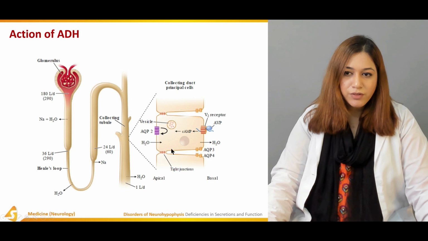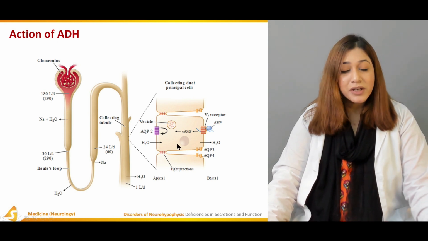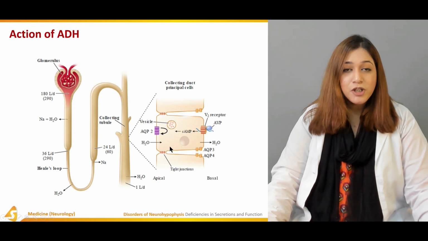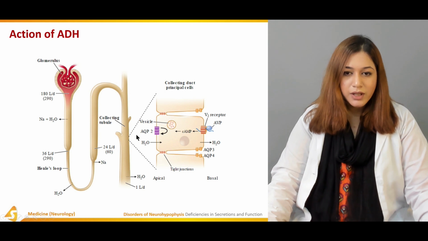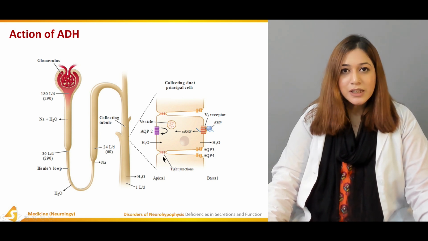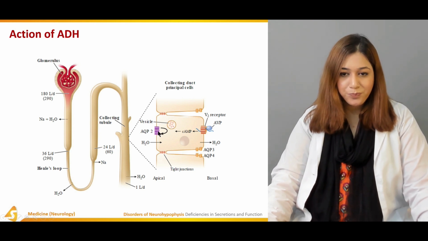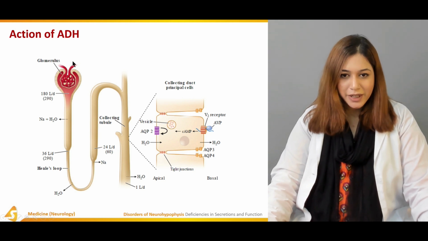Now, the net rate of flux across the cell is determined by the number of aquaporin 2 water channels in the apical membrane and the strength of the osmotic gradient between tubular fluid and the renal medulla. Tight junctions are present on the lateral surface of cells. What is their function? They serve to prevent unregulated water flow. So this is basically the main action of ADH.